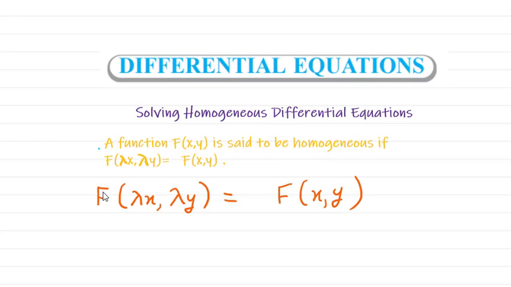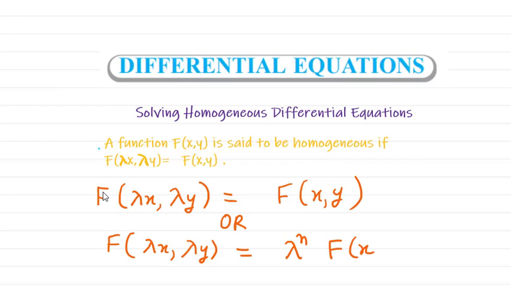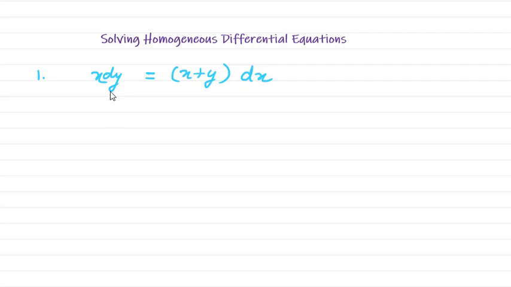So this is the condition, or you can also say if you put x as λx and y as λy, and you get the result λ to the power n times f(x,y). If you get either of these two forms, then this type of differential equation is known as a homogeneous differential equation. So let's say we have this question, x dy equals (x + y) dx.